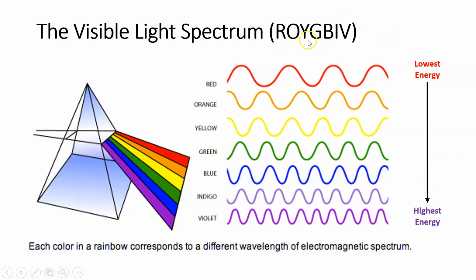So you guys, you need to remember that order for the rainbow. So it's Roy G. Biv. So that goes from red, orange, yellow, green, blue, indigo, and ending in violet, which is the highest frequency wave.